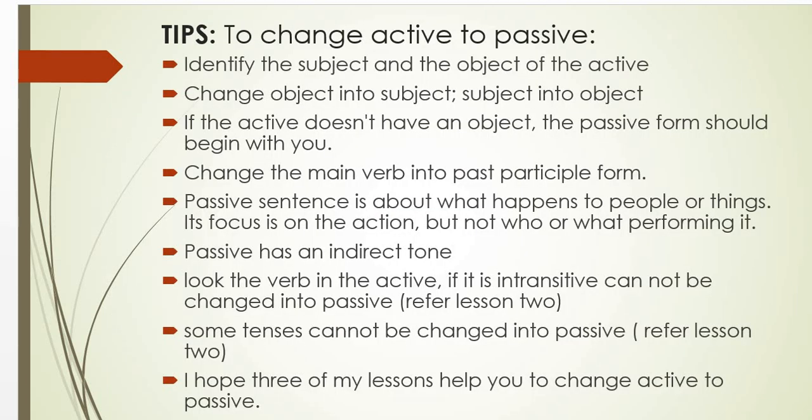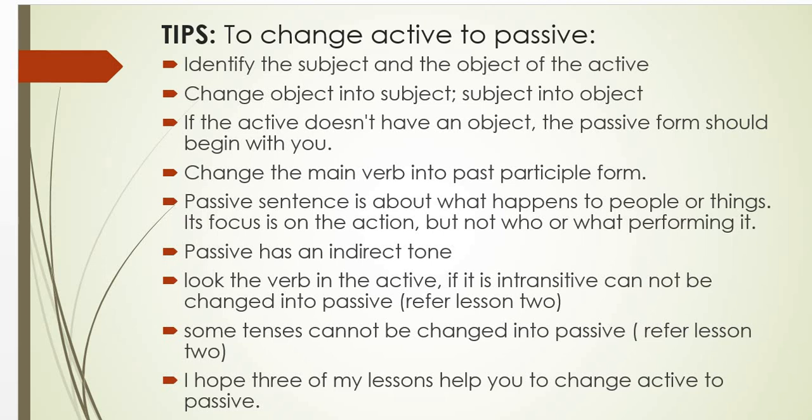Okay? I have some general tips here. To change active to passive, the first thing is to identify the subject and the object of the active, change the object into subject and the subject into object. If the active doesn't have an object, the passive form should begin with you, specifically for imperative sentences. You can refer to lesson 2 of the video. Change the main verb into past participle form. This is also in lesson 1.